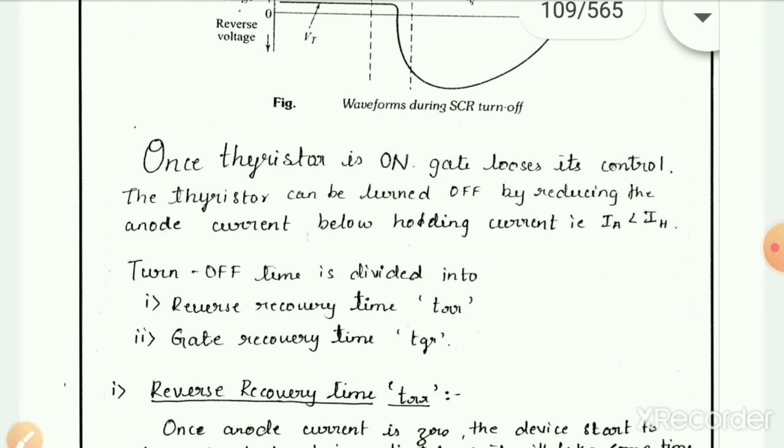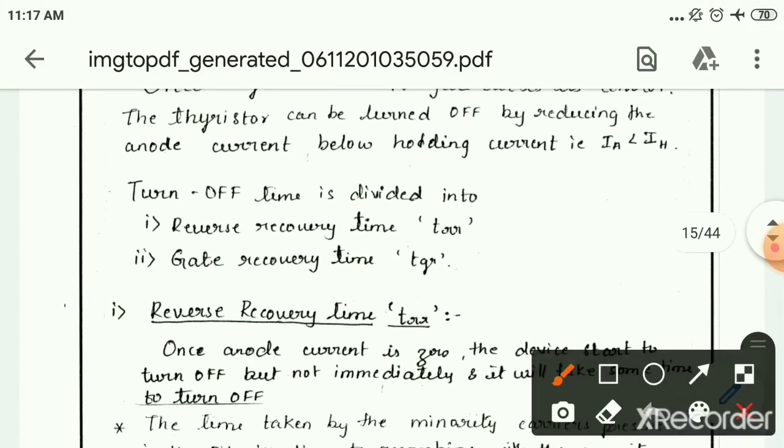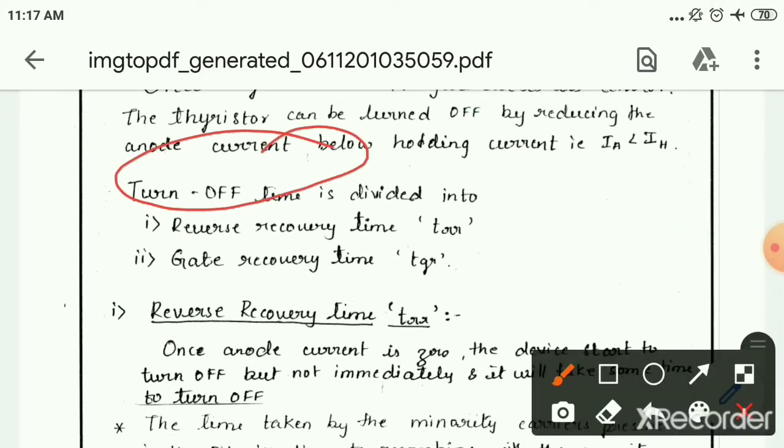That's why, if you want to turn off the SCR, you have to reduce the anode current below the holding current value. That is why the turn-off characteristics is subdivided into two different time periods, a sum of two time periods: one is the reverse recovery time and the other is the gate recovery time. We'll now define what the reverse recovery time and the gate recovery time are. So the turn-off time of SCR is subdivided into two types: TRR and TGR.